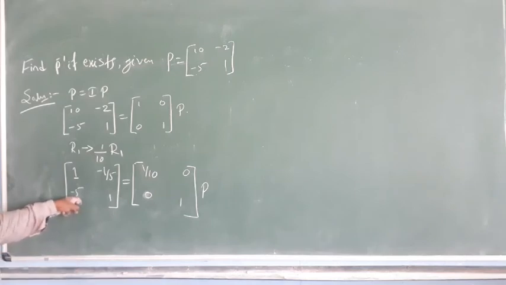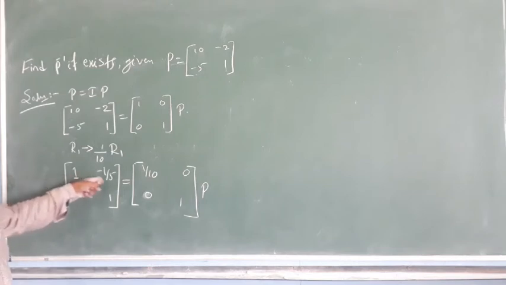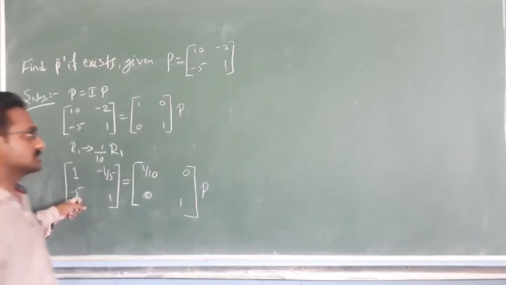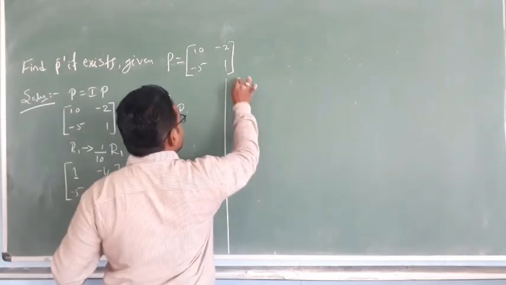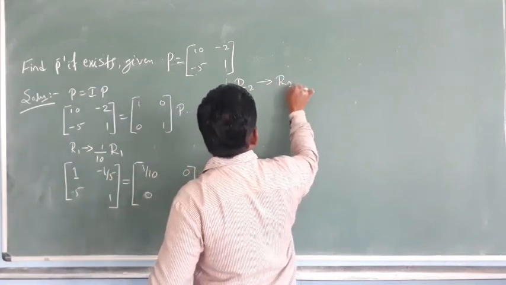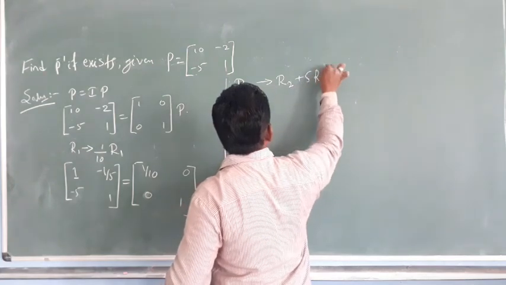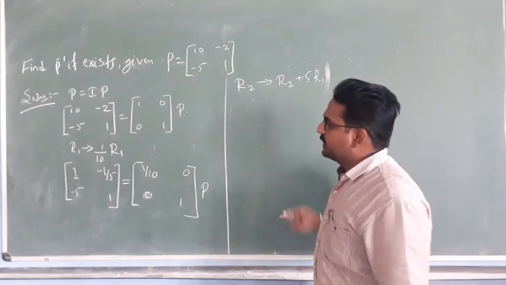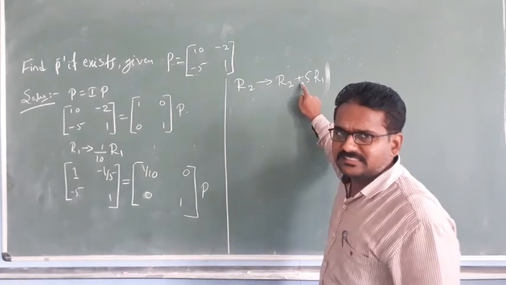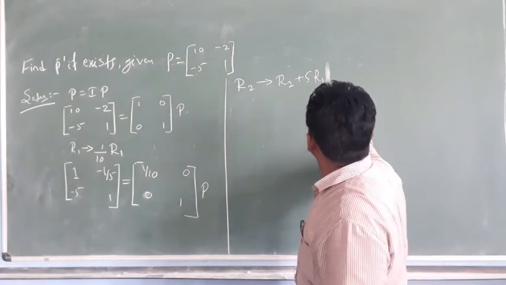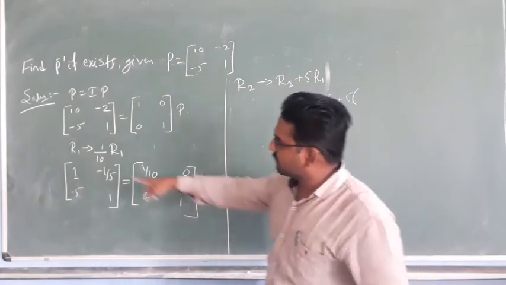Now next, what do you have to convert? Change this value, students. 1 is there, we'll make it the 0 next. First make this a 0. 1 is there already, so you have to make it a 0 here, students. So I will apply R2 changes to R2 plus 5 R1. Say, students, I took 5 for a certain reason. In the previous example I took the maximum minus. Here I took the plus 5.